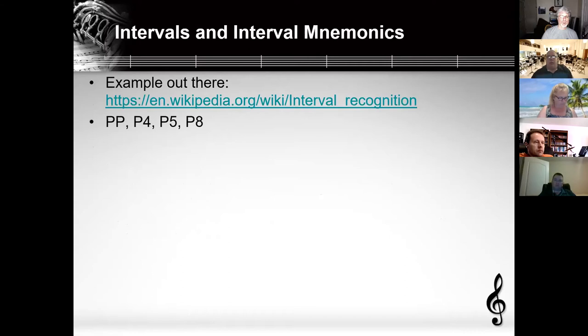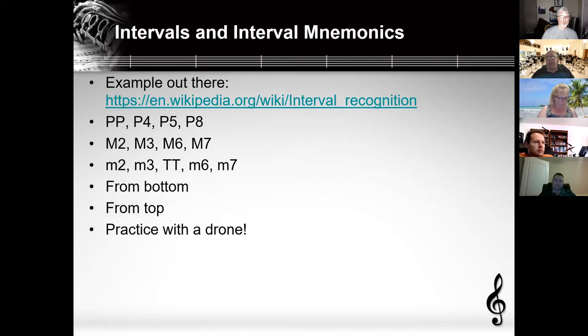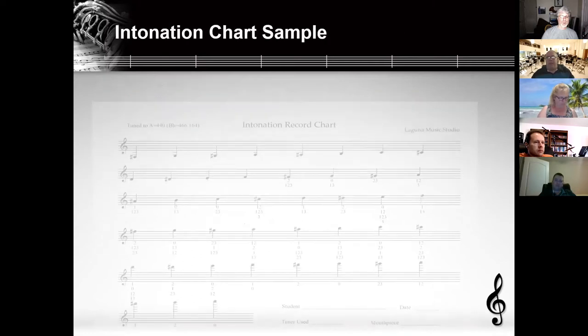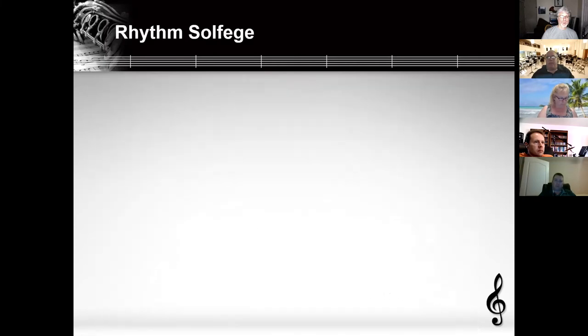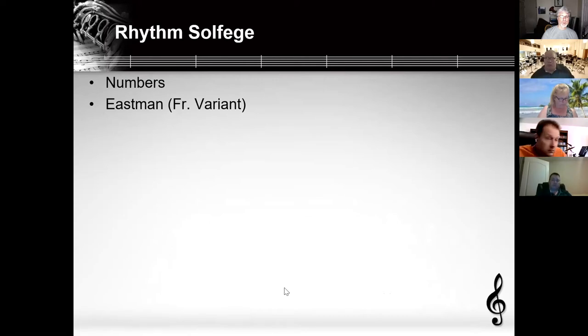is I kind of wanted to go through the counting solfege. So let me, yeah, there we go. Especially with the numbers and the Eastman, because I think that those are the ones that we get to use the most often. And so I wanted to regroup on that.